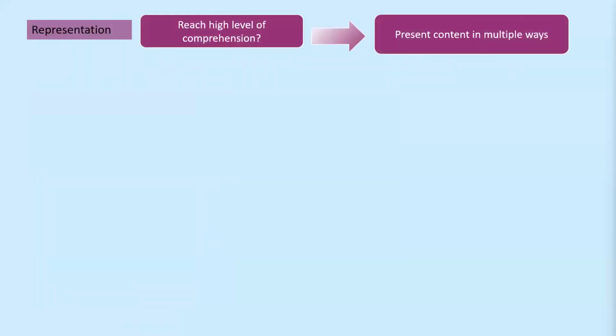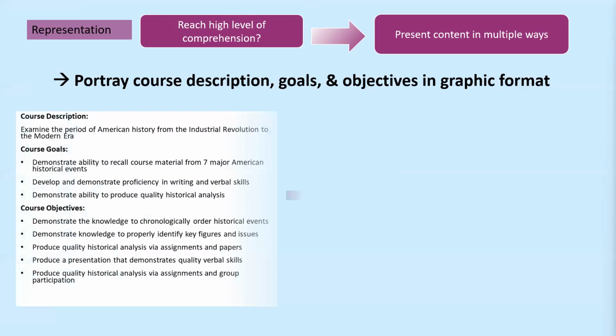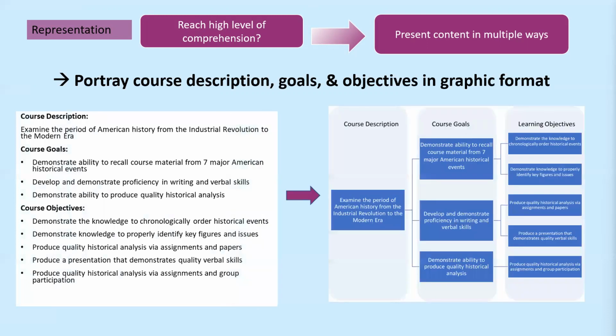Let's start with the representation network and ask, does the course material allow students to reach a high level of comprehension? If not, UDL principles suggest that presenting the content in multiple ways can help all students access it. For example, the organization of the course can be represented graphically using a flowchart rather than in plain text format. This conveys the same basic information while explicitly showing how the course material interrelates.